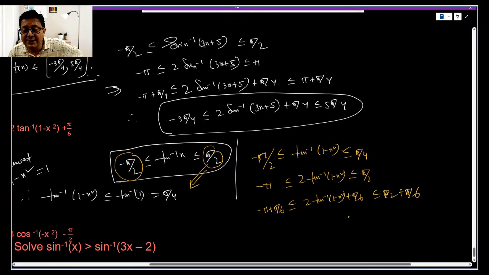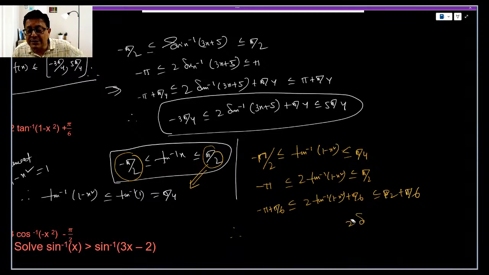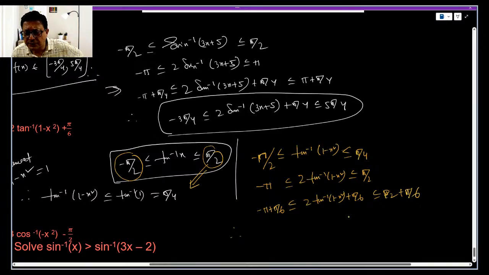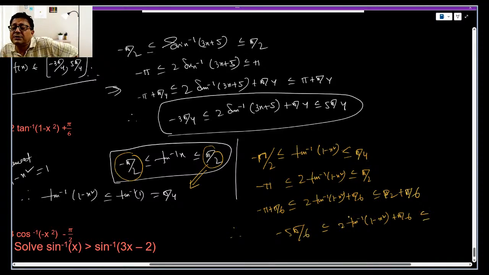So this implies, therefore, 2 tan inverse 1 minus x square plus pi by 6 will be greater than or equal to minus 5 pi by 6, less than or equal to what? 6 is the LCM, 4 pi by 6, that is 2 pi by 3. Alright. So these are one kind of sum where we have considered just the domain and range of the function.